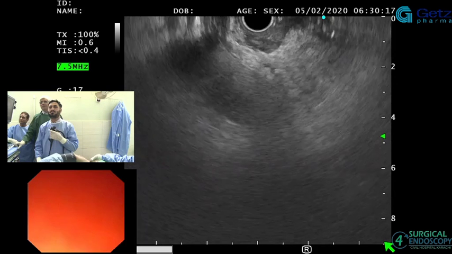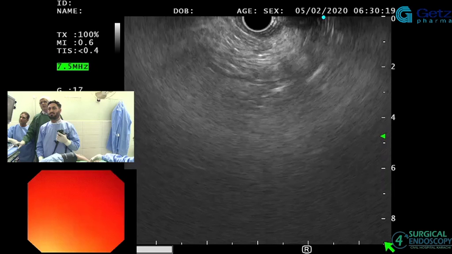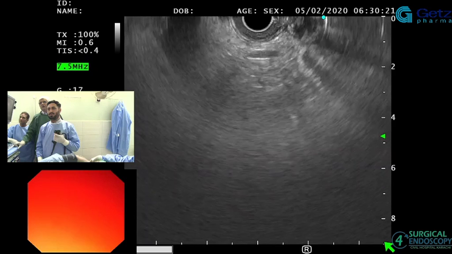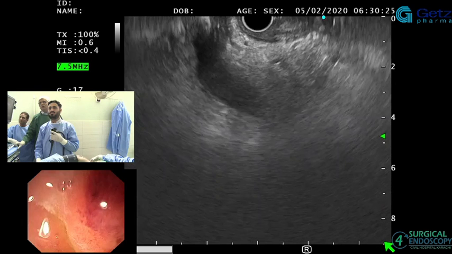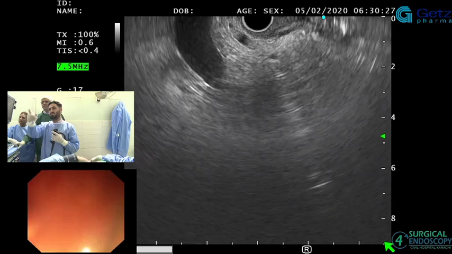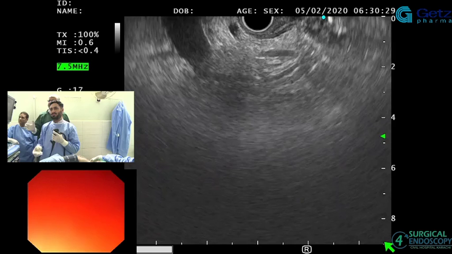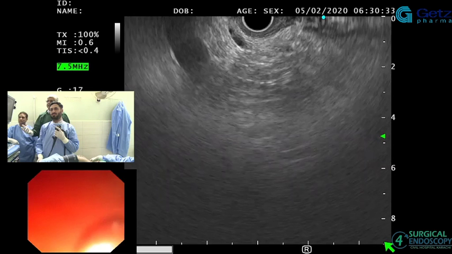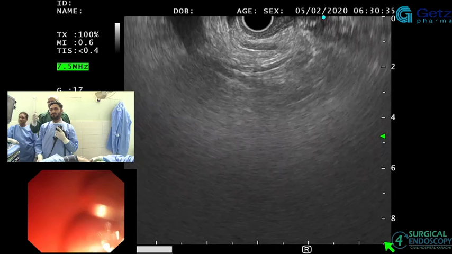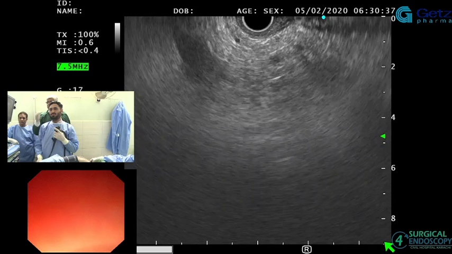Tip up. Up, tip down, no. Tip down a little bit. Under the jaw, you're out. Remember, quite often you'll be falling back into the pylorus without realizing, and as soon as you go back into the stomach, the view goes away. As soon as you're in the bulb, you'll be able to see the whole thing.